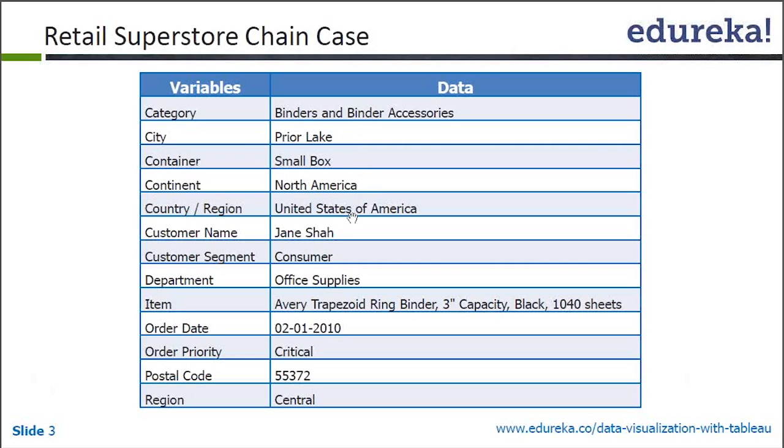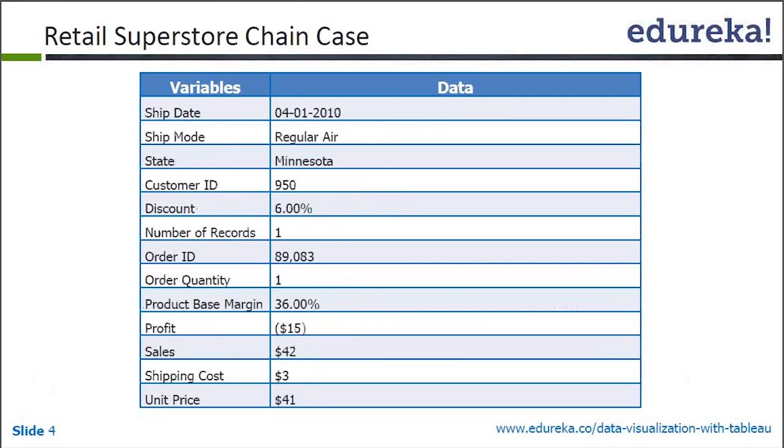Continent, country and region. Customer name, customer segment: is he a consumer, retailer, wholesaler, or who else? Department of the product, so this comes under office supplies. Item name, the exact item name, the order date of the item, order priority, is it critical or not critical, postal code of the place where it needs to be delivered, region: east, west, north, south, center. So this is one part, right?